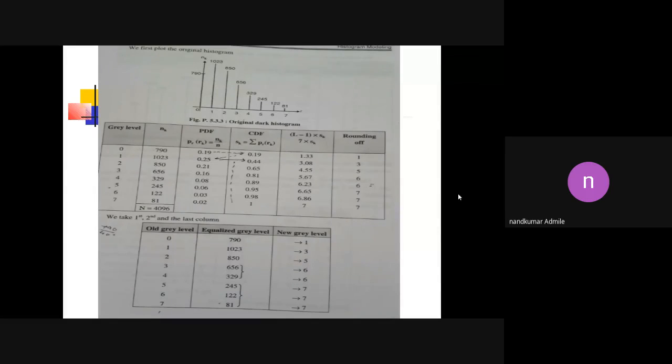The formula for the CDF function is Sk is equal to summation of PR in bracket RK. So we have to do the summation of the PDF function. Everyone note down the formula and in the summation write the range. We can mention the range. The range is at the downside, j is equal to 0.